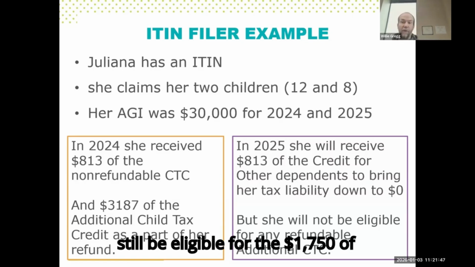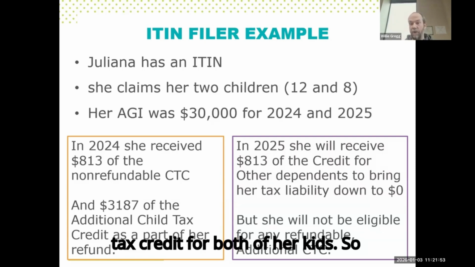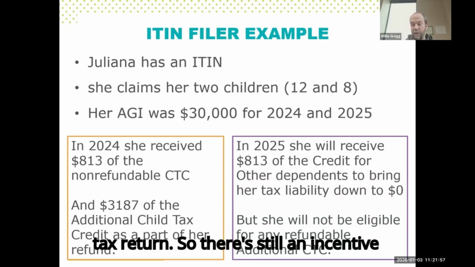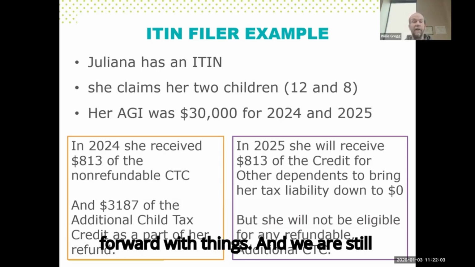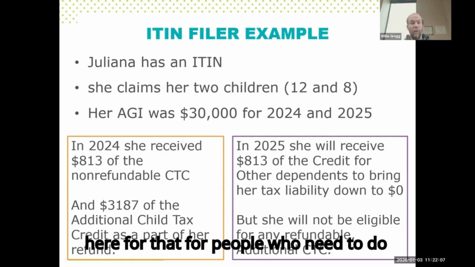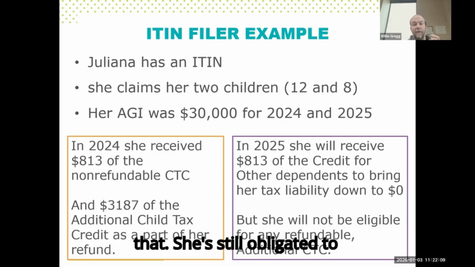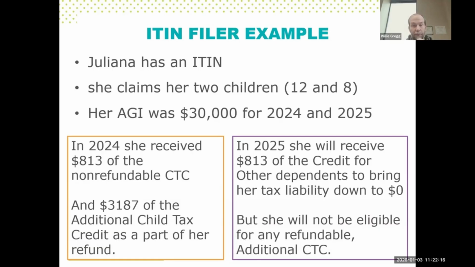She will still be eligible for $1,750 of state child tax credit for both of her kids. So $3,500 from the Minnesota state tax return. So there's still an incentive and a good reason to file and to move forward with things. And we are still here for that, for people who need to do that. She's still obligated to file, just not getting the same results as in the past.